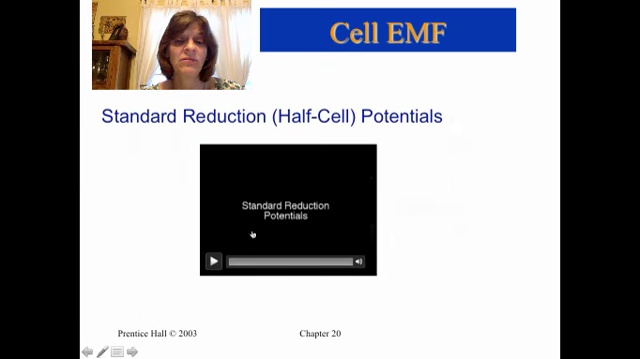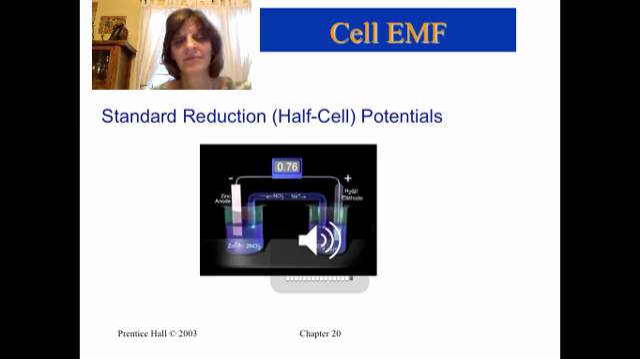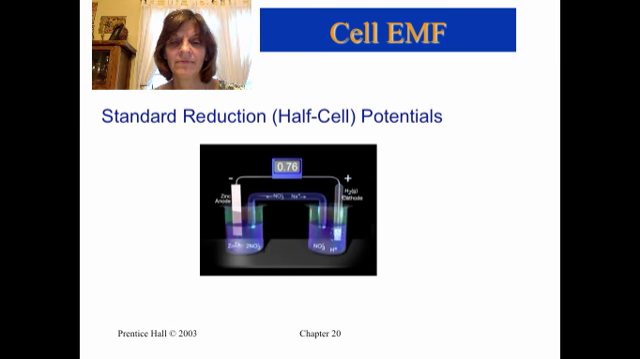Okay, here's a little video to tell you about standard reduction potentials. The cell potential of a voltaic cell, such as this zinc hydrogen cell, can be thought of as the sum of two half-cell potentials. Under standard conditions, the cell potential, E0, is the standard reduction potential of the cathode, minus the standard reduction potential of the anode.